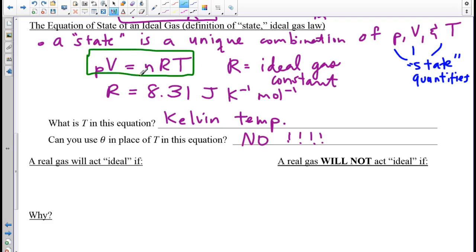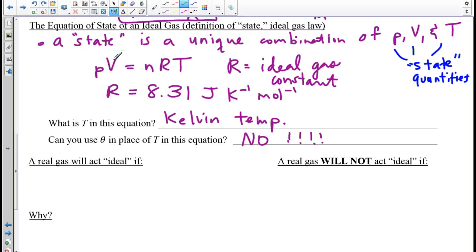This is the ideal gas law, but we call it the equation of state because the state is simply the particular combination of pressure, volume, and temperature. These are the state variables or the state quantities which define a particular state. If you change the volume, now you have a different state.